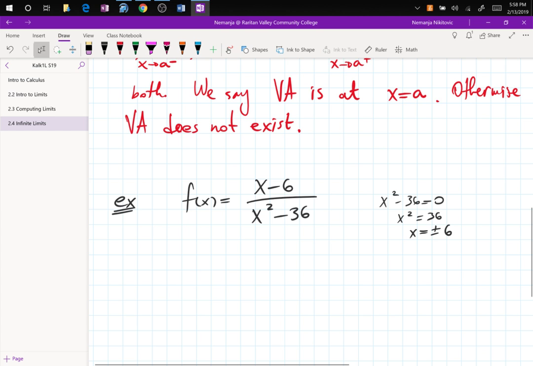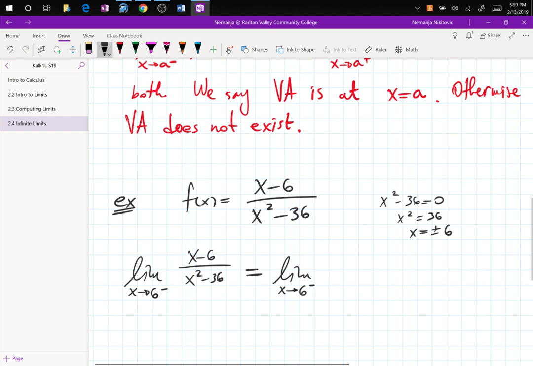So let's go and do the limit. X goes to 6. You can do minus or plus, it doesn't matter from either side. The limit of x minus 6 over x squared minus 36. And we need to do this limit. If we get infinity, you have asymptote at 6. If you don't get infinity, you don't have asymptote at 6. It's very simple.